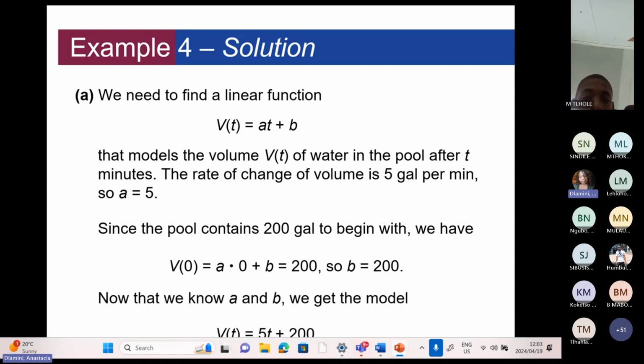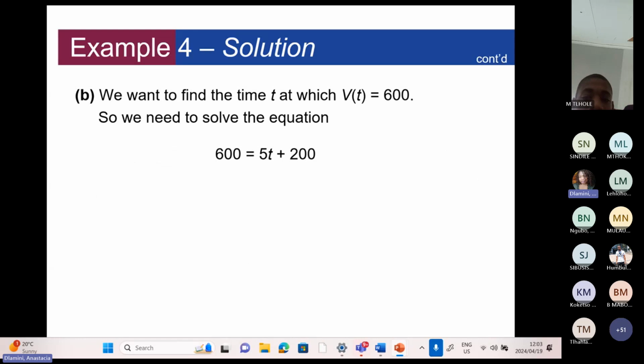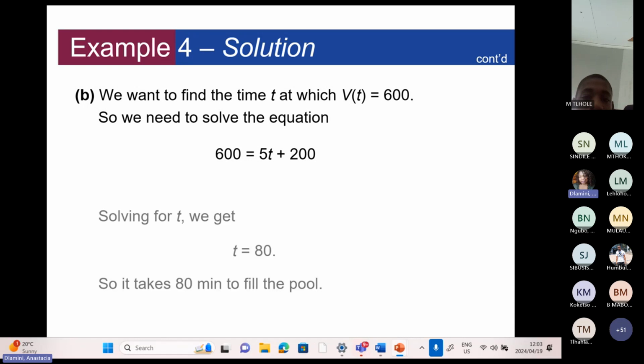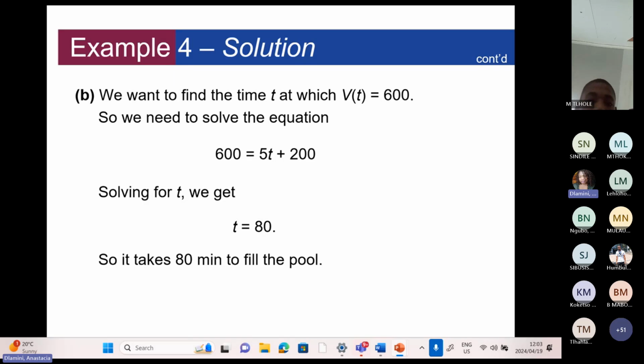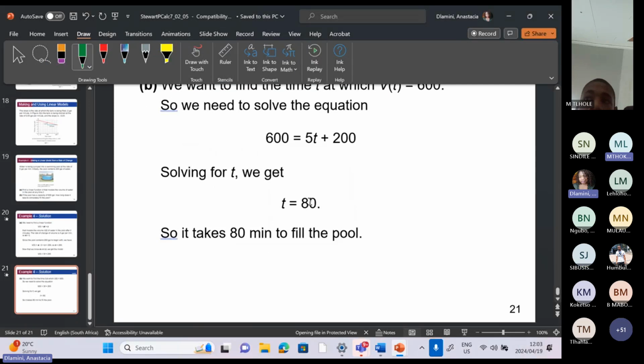Now that we know A and B, we get the model, and then we want to find the time t at which V of t is equal to 600. So we need to solve this. Solving that, we found it, and that's the end of the first section, first chapter.